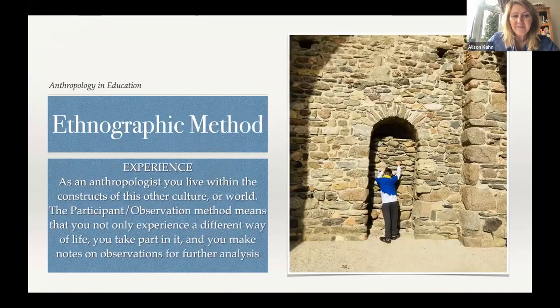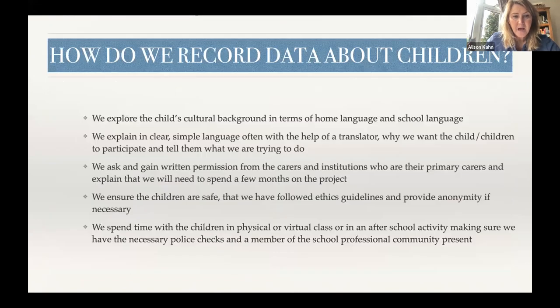So in anthropology, we have ethnographic method. Now, one of the key things in the ethnographic method is the participant observation method. It means that you experience the life of the people you are studying. You collect data by not just looking at the child's performance in school or on paper. We look at it in terms of home language and school language. We explain in simple language and often with the help of a translator. And we want the child or the children to participate in activities and understand what the point is of these activities. Obviously gaining permission and the ethical backgrounds that we do in any human subject study.